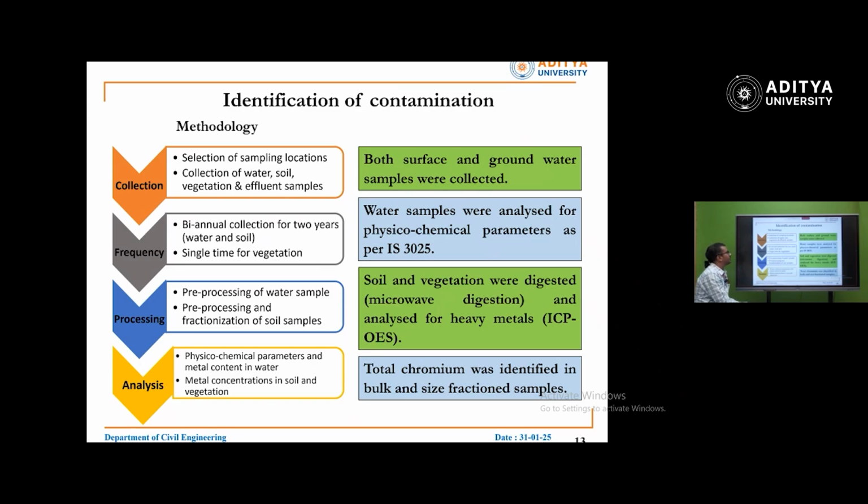So how are you going to identify the contamination? We selected sampling locations for water, soil and vegetation. Then for 2 consecutive years, 2 times, that means one time pre-monsoon and one time post-monsoon, we collected the soil samples as well as water samples. Then they were digested and metals were analyzed in ICP-OES. Physicochemical parameters we also measured. Apart from that, the metal concentrations we also identified in the lake water as well as from the nearby regions.